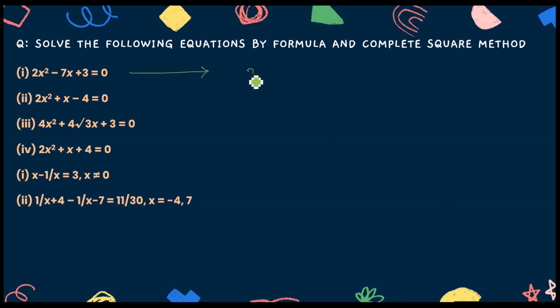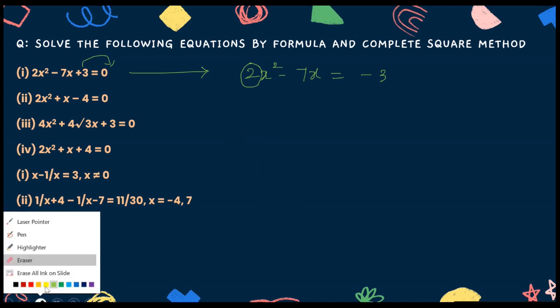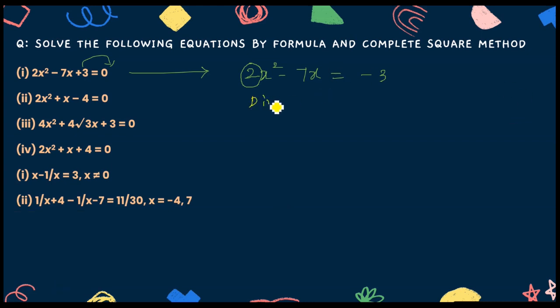First step is to rewrite the given equation: 2x square minus 7x, put that 3 here, just throw it out. Now that becomes minus 3. Now whatever number is present here, you need to divide the whole equation by the same number. Why? Because I want to have only x square. I don't want to have any number with x square. So that is my intention. To do that, I have to remove that 2, so I will divide the whole equation by 2.